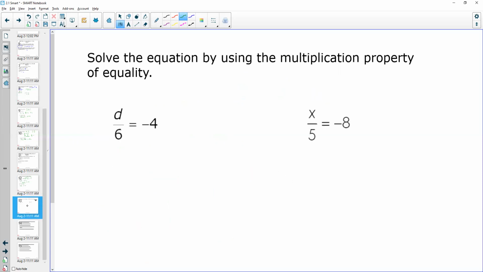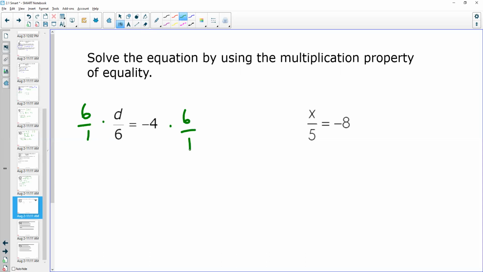All right, here's two equations we're going to solve using the multiplication property. Basically what we have here is something being divided by a number equals something else. So when we want to divide, the opposite of division is multiplication. So we multiply by the reciprocal. This is like saying 1/6 times d equals -4, the other way to think about it. So what I'm really going to do is multiply both sides by 6/1.